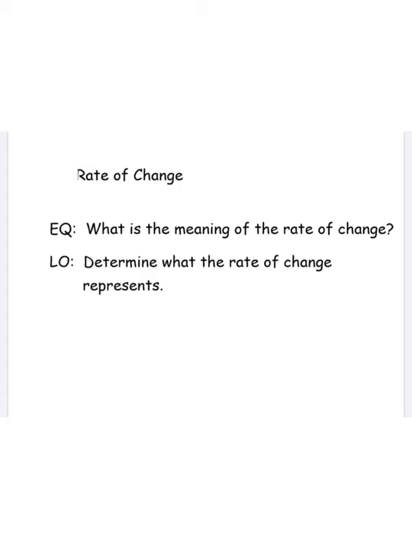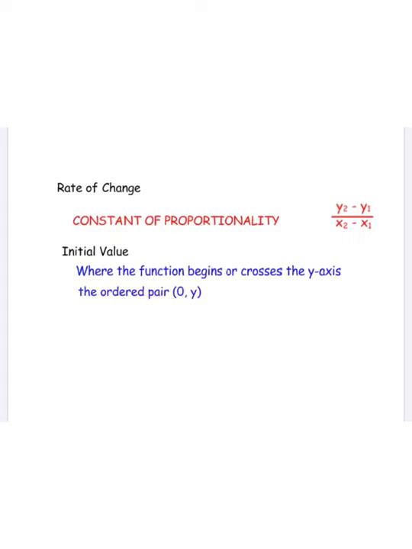This lesson is going to take a look at the rate of change and what it means in terms of a given situation. So remember, the rate of change is also known as the constant of proportionality, or we can also call it the slope. It all means exactly the same thing. And then we have the initial value, and that is basically where the graph crosses the y-axis. So the initial value could also be called the y-intercept.